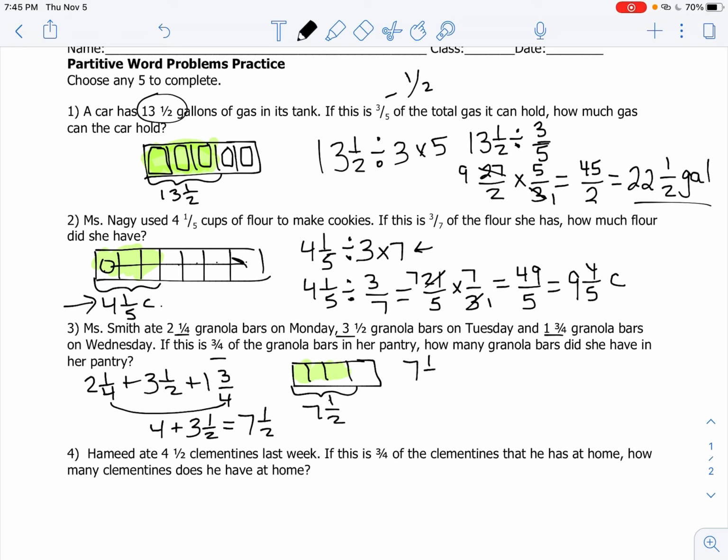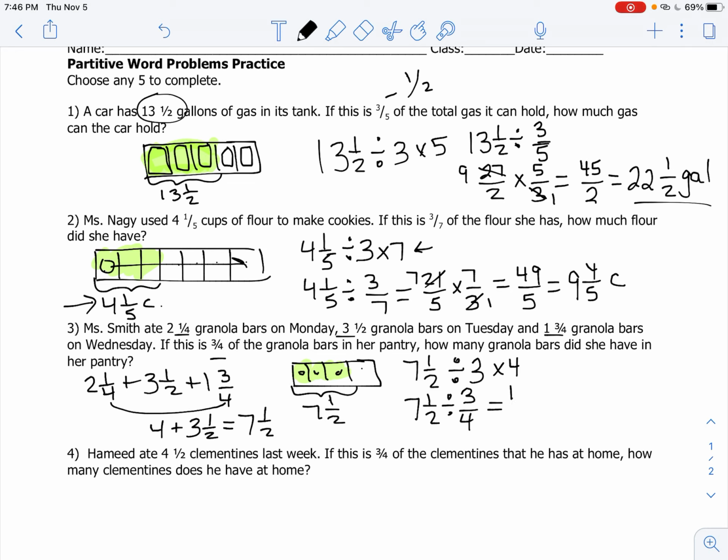So we're going to take our 7.5, we're going to divide that by 3, and that would tell us how much goes into each of these sections. Then we can multiply it by 4 to figure out how much the whole is. That's really the same thing as 7.5 divided by 3/4.